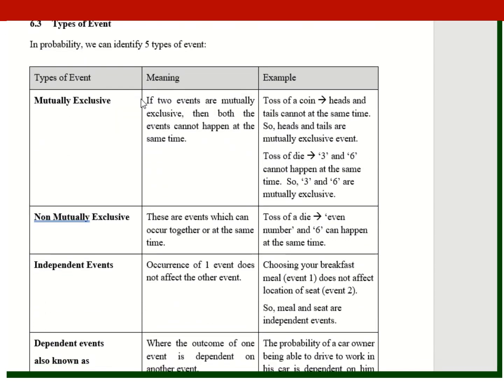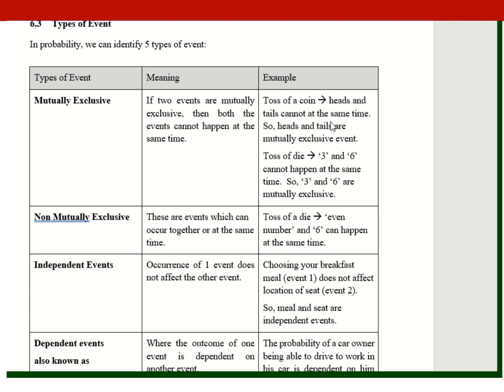Okay, so types of event. There are 5 types of event that you need to know for your syllabus. First one being mutually exclusive. What is mutually exclusive? When 2 things cannot happen at the same time. Like when you toss a coin, can you get head and tail at the same time? No, either you get a head or you get a tail. So this is what you call a mutually exclusive event, when 2 events cannot happen at the same time. It is mutually exclusive to itself.